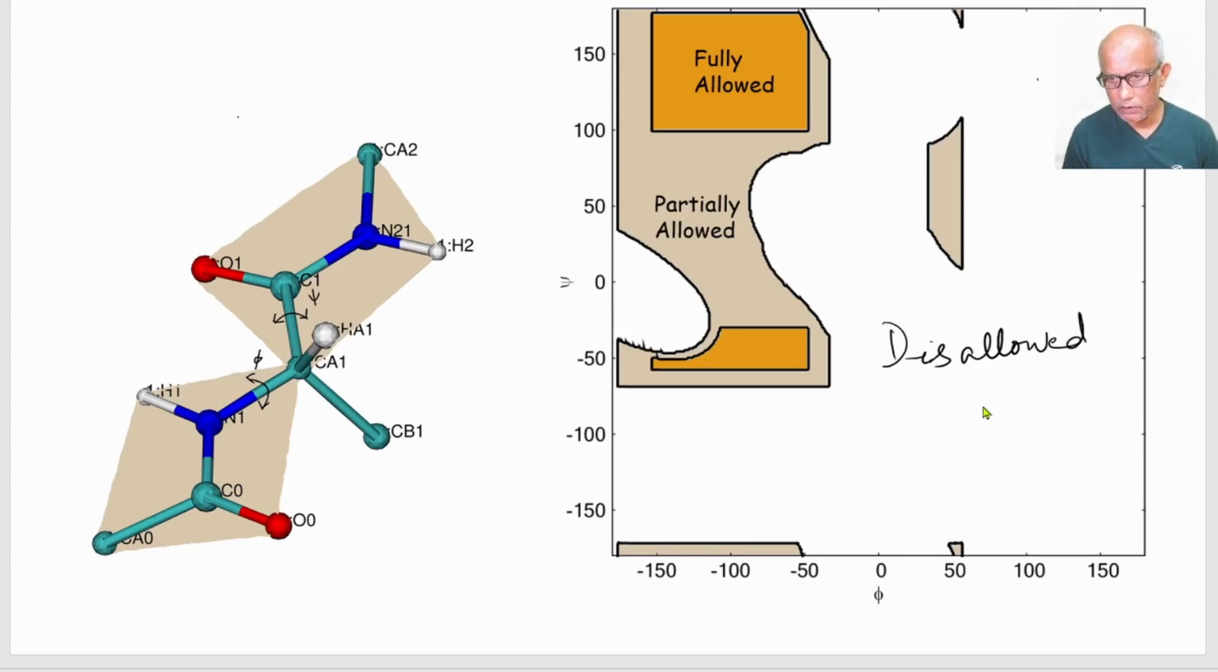I had shown you an animation clearly explaining why conformations in this region of the Ramachandran map are disallowed. The reason is that the electron orbitals between these non-bonded atoms overlap, and that is not allowed because there will be very strong electron-electron repulsion.